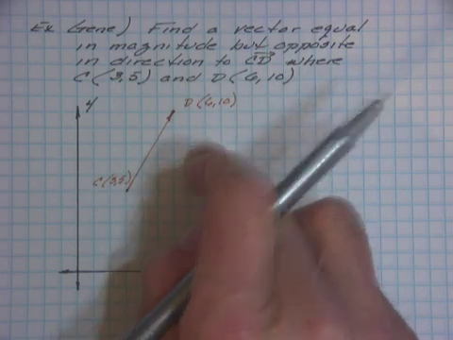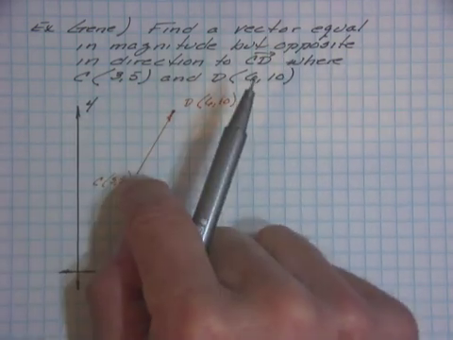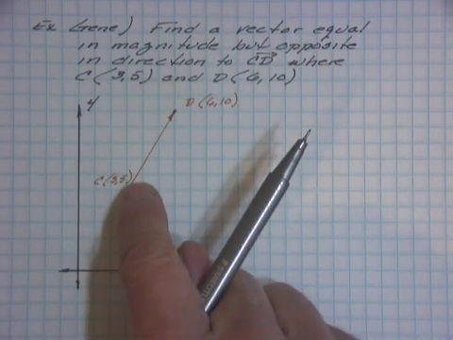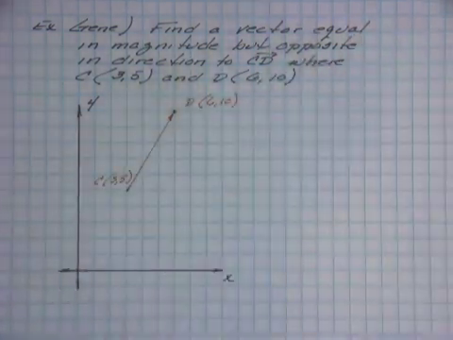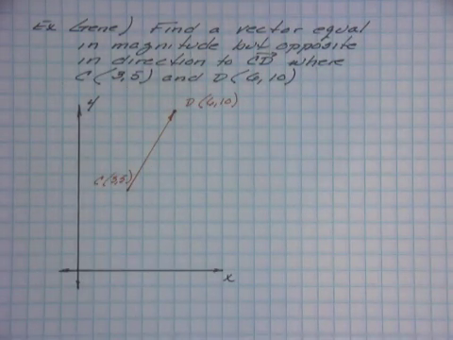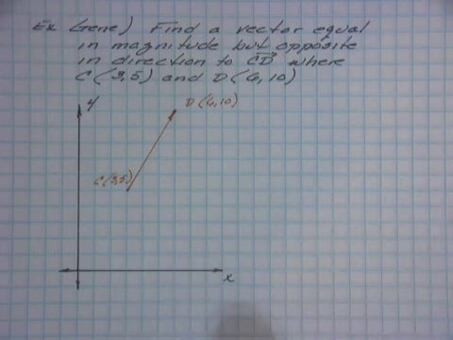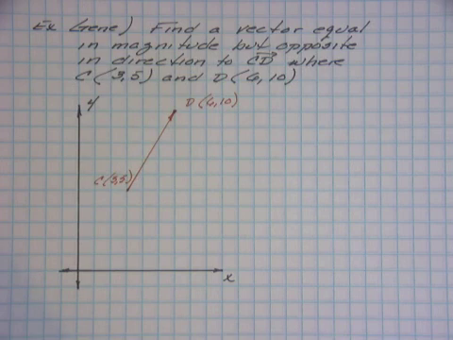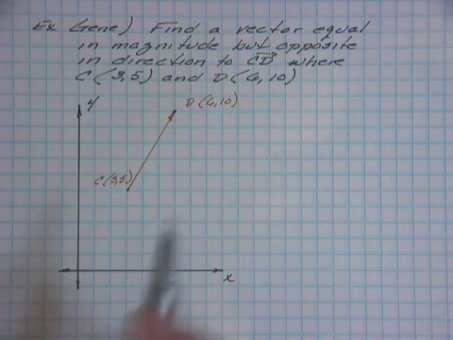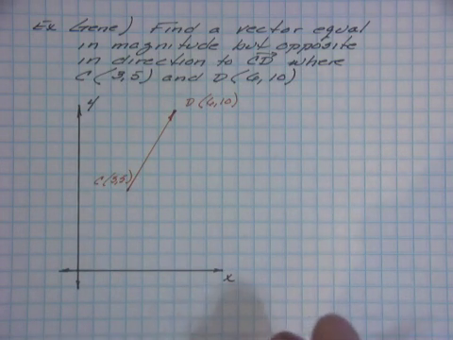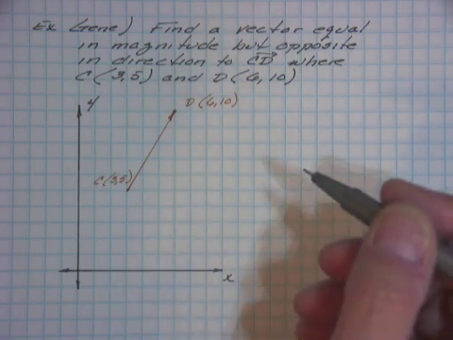C is the tail, D is the head. So there's the arrow. Now, I want a vector equal in magnitude, but going the other direction. So it's going to be the same length, but the arrow is going to be on the other end. Now, you'll notice it didn't tell you where to start this vector. Sometimes the problem will tell you where to start the vector, sometimes it won't. So we get to assume a point this time.